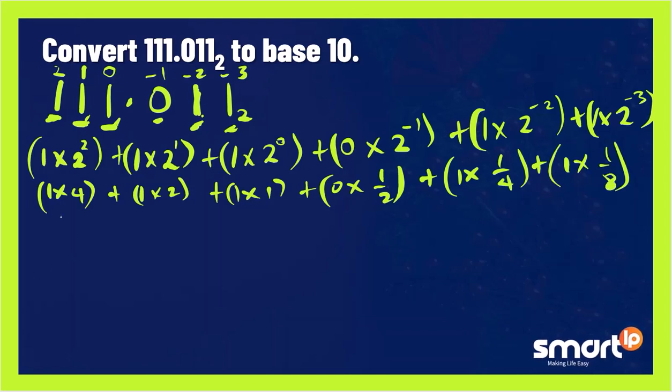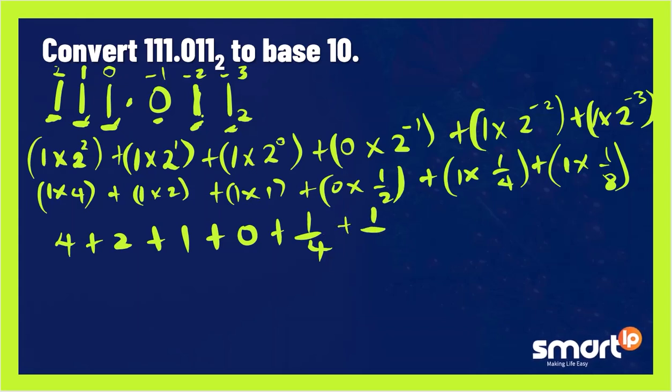Amazing, good. So 1 times 4, that will give us 4, plus 1 times 2, that is 2. Then 1 times 1, that is 1. Okay, then 0 times half, that is 0. 0 times any number will give 0. Then plus 1 times 1 over 4, that is 1 over 4. So any number multiplied by 1 will be the same number. Then plus 1 times 1 over 8, that is 1 over 8. Okay, good. So let's add the integers first. That's the whole number, which is 4 plus 2 plus 1 plus 0. That is 7. So let's write down the 7.